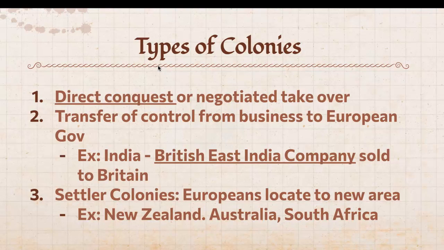And then very lastly is settler colonies. These are different because this is when Europeans will purposefully locate to a new area in that colony. So for example, New Zealand, Australia, and then South Africa. Those are a few examples of settler colonies in this time period.